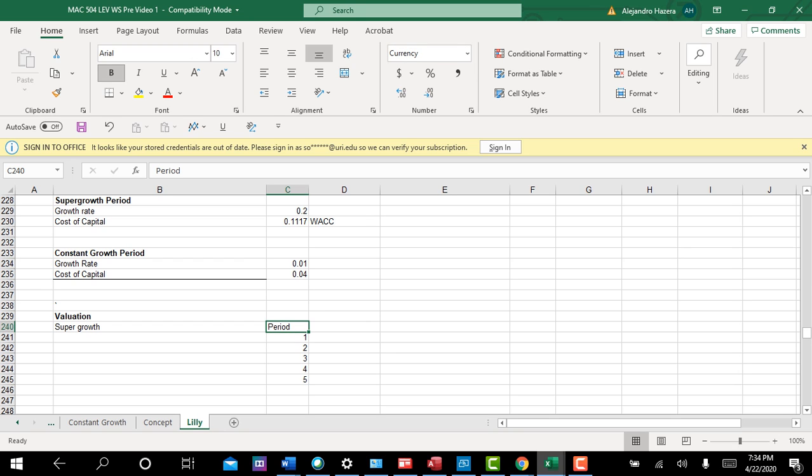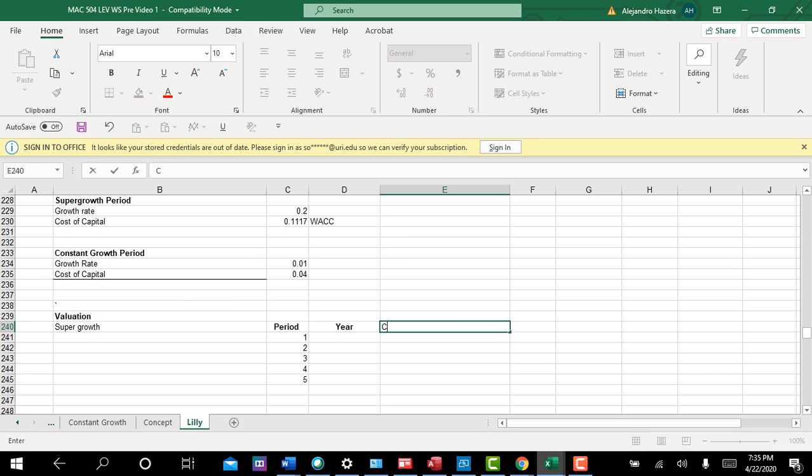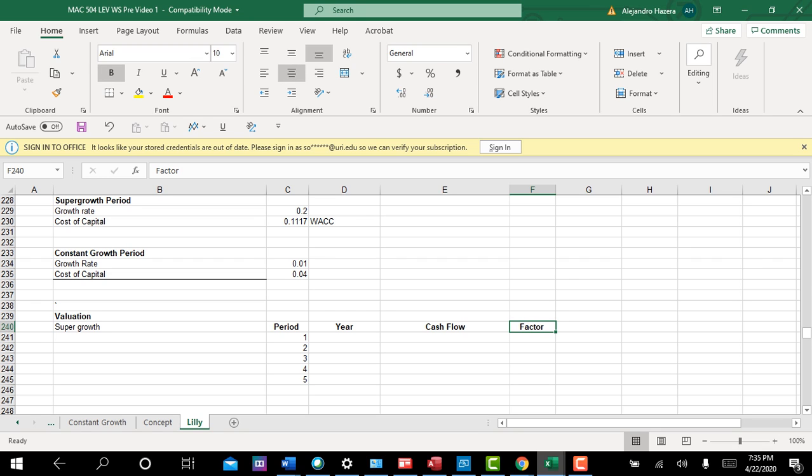Then we will put the year here. Then we'll have the cash flow in this column here, then our discount factor here, and then we'll have the discounted cash flow at the end. Looks fine.